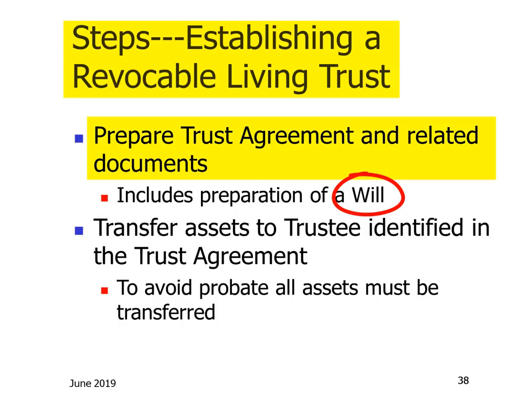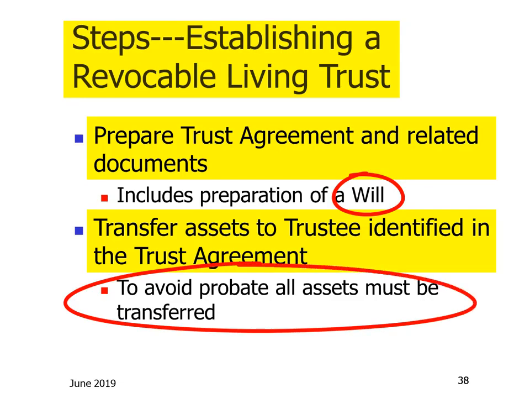You'll forget to put something in the trust, or some type of property will be acquired after the trust agreement is established, and you'll forget to put that in. So you prepare the trust agreement, and then you transfer assets to the trustee who is identified in the trust agreement. Keep in mind that if one of your key goals is to avoid probate, that would mean all your assets must be transferred to the trust.